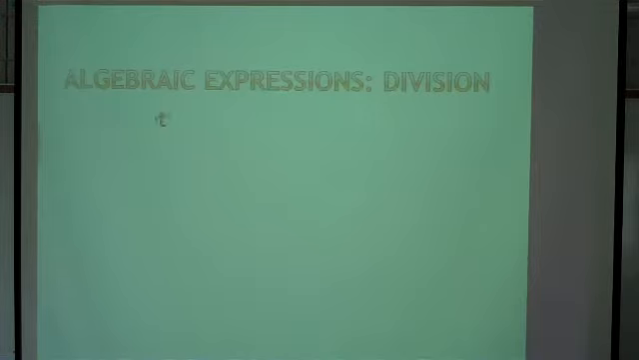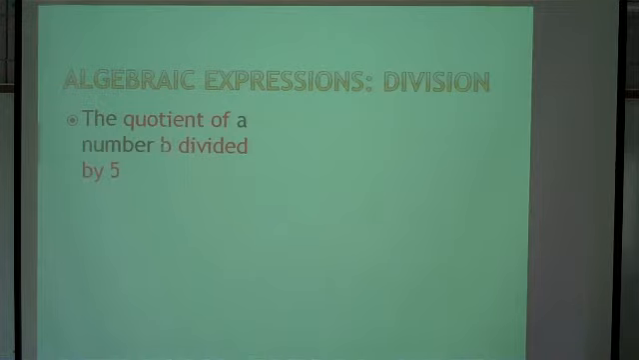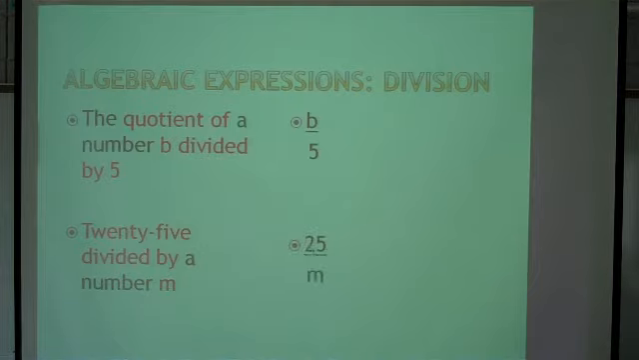Now some division language. The quotient of a number b divided by 5. Quotient is division terms, and the way we write that is b, and the line here signifies divided by 5. b divided by 5. 25 divided by a number m would be written like this: 25, the line signifies divided by the letter m. 25 divided by the letter m.